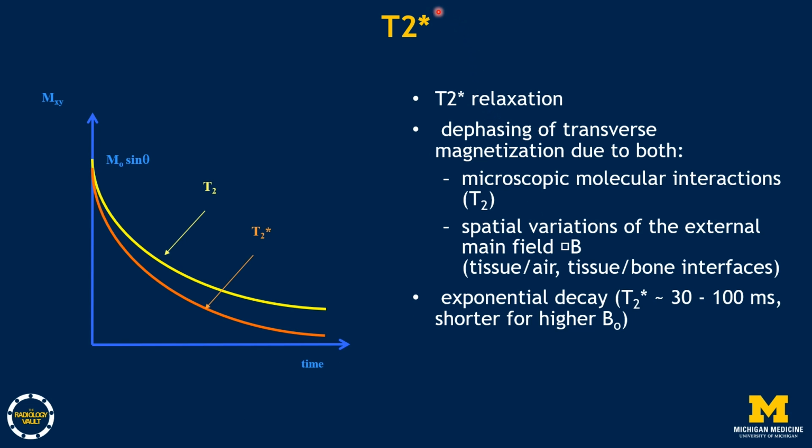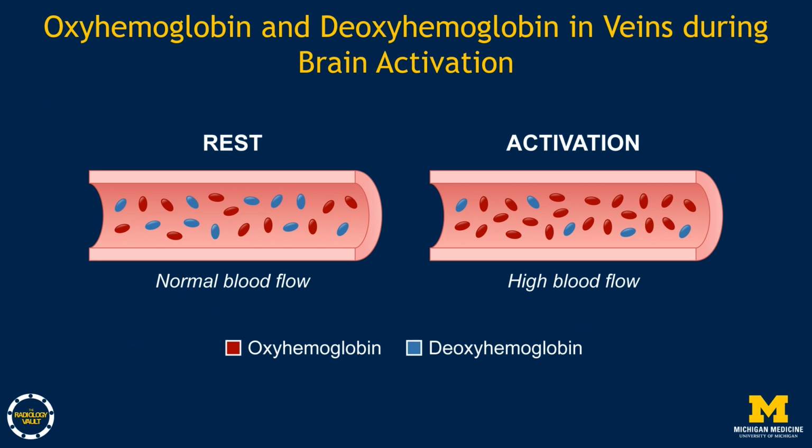So, the T2 star effect. This is a little graph of time versus magnetization. This is a sine graph. What it shows is that the T2 effect is the yellow curve, and the T2 star effect is this little orange curve. The difference between the two is what is known as the susceptibility artifact. So what happens during the activation of the brain is that there is actually a difference in the blood flow.